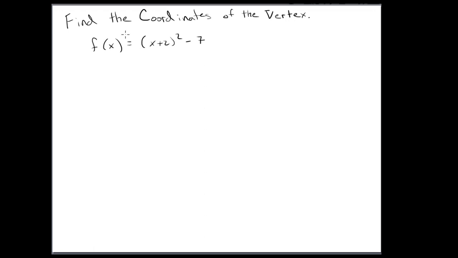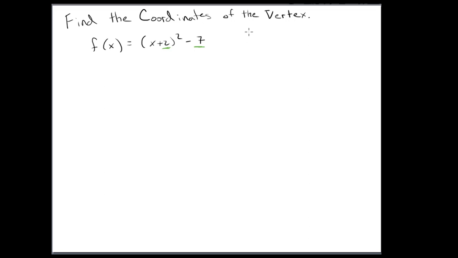So I can find the coordinates of the vertex just by reading them off of the equation for the parabola. f of x is equal to (x plus 2) quantity squared minus 7.